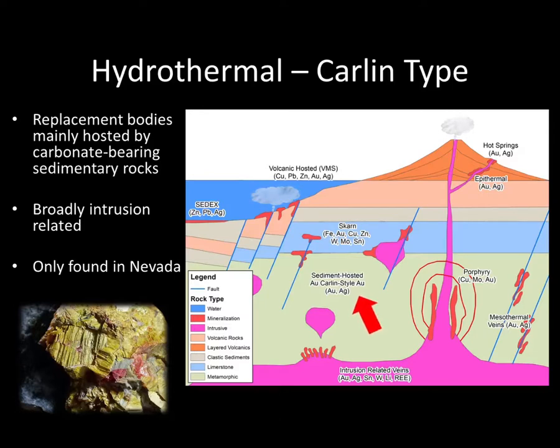Carlin-type deposits have only been found here in Nevada. If Nevada was its own gold-producing country, it would rank as the 5th largest producer in the world, and this is primarily due to the 100-plus Carlin-type deposits that fall along 2 major northwest linear trends in north-central Nevada.